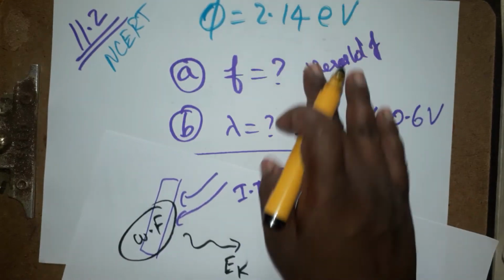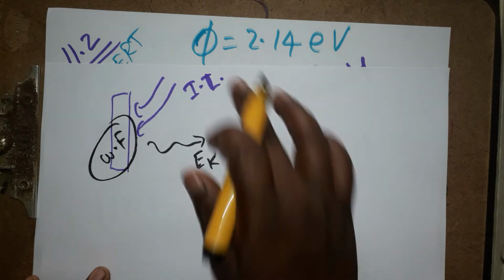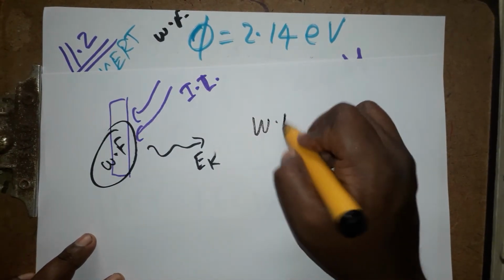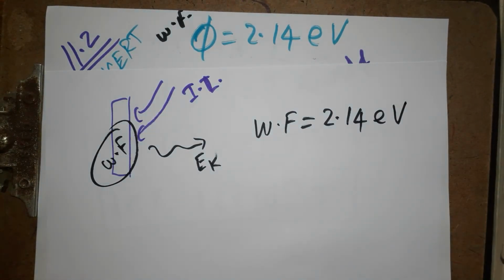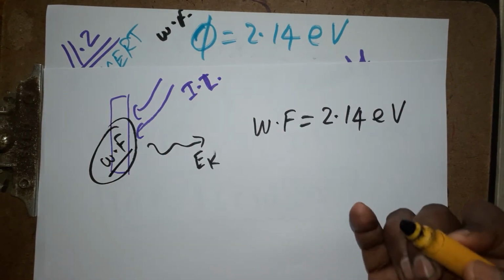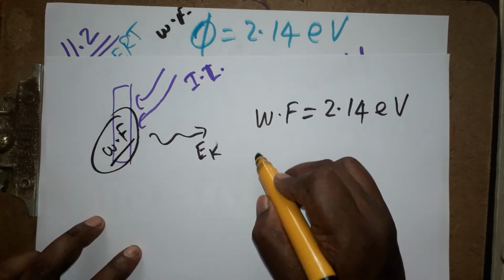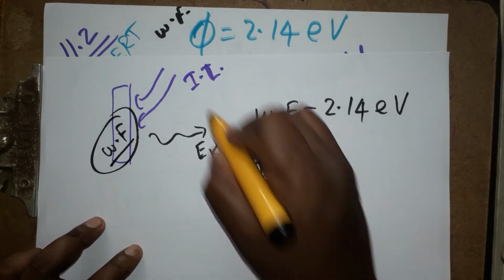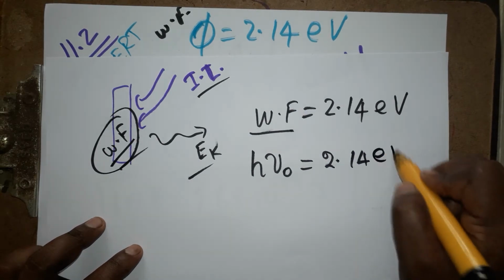So they asked what the threshold frequency is. From the work function only we can find it. The work function is already given in the question. So the work function is equal to 2.14 eV, which is given in the question. The work function is the minimum energy required to emit the electron, or the minimum frequency required to emit the electron. So this we can take as frequency naught, which is the threshold frequency. Everything is energy. It is going to be 2.14 electron volt.